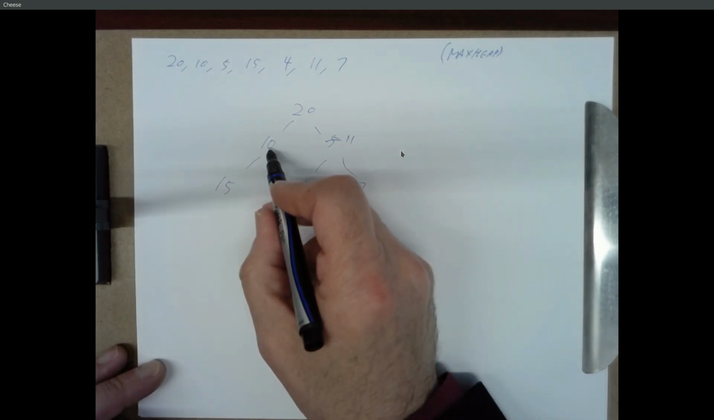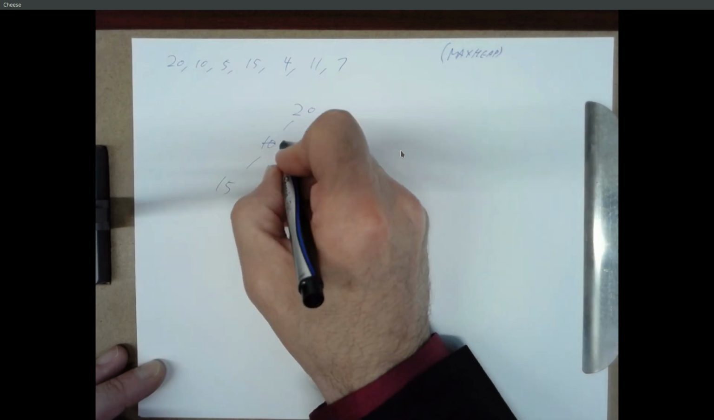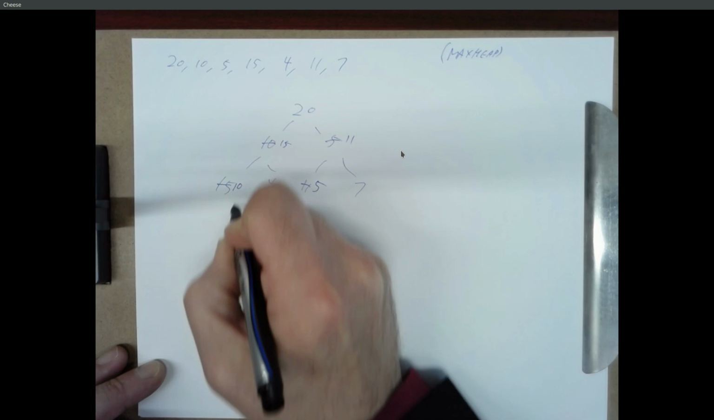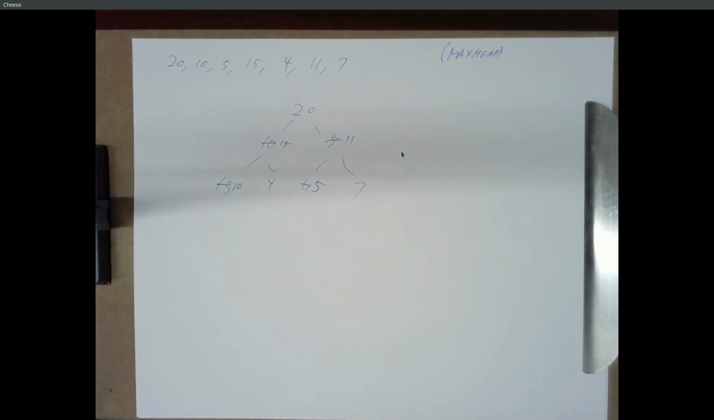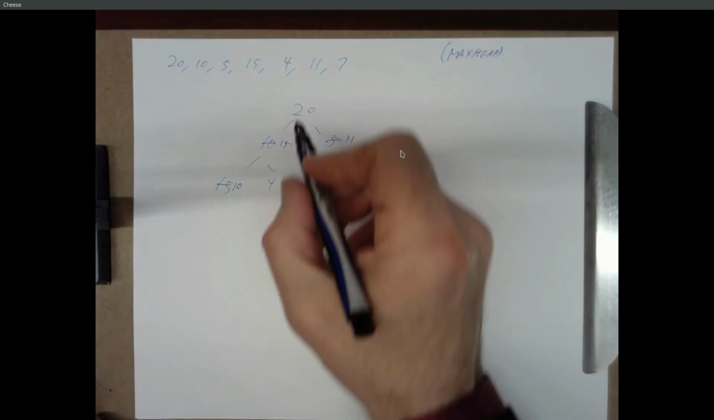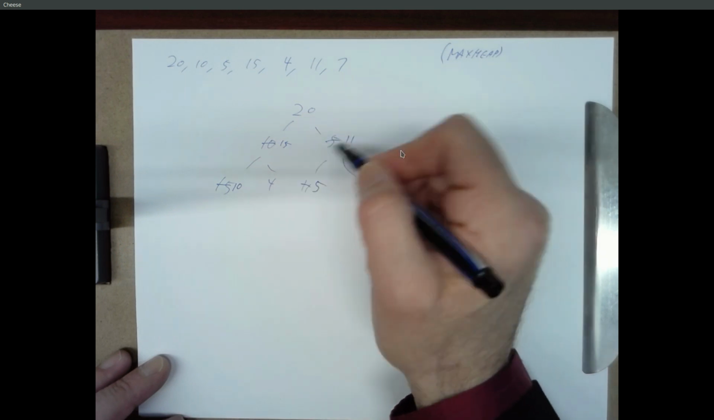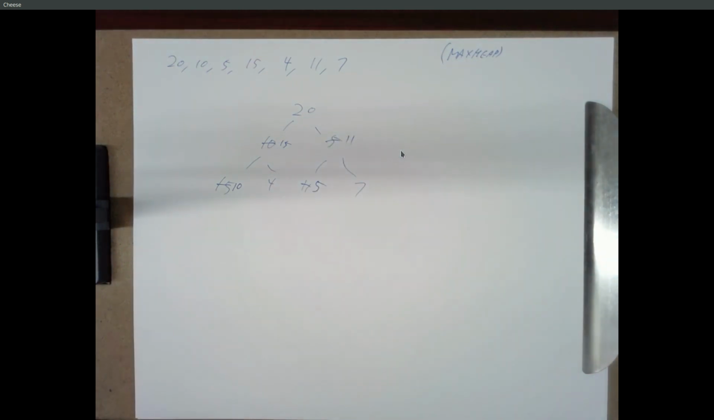Okay, let's move to the 10. 10 does not satisfy, so swap with the largest child, so make this a 15. And a 10, 10 satisfies the heap property. And now come up to the next node, which is 20. 20 satisfies the heap property, and we're done. We got a heap.